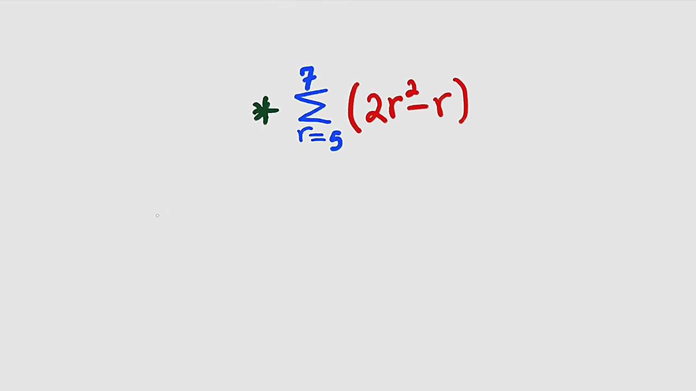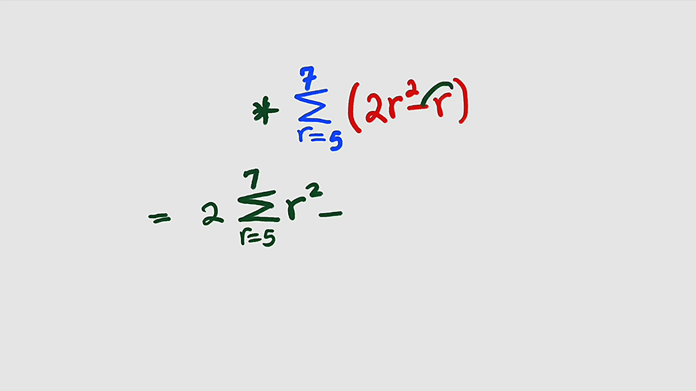So let's get started. This is equal to, you take this one separately, that is 2 multiplied by the summation of r squared, for which 2 is a constant, you can bring it out. r begins with 5 and stops at 7.